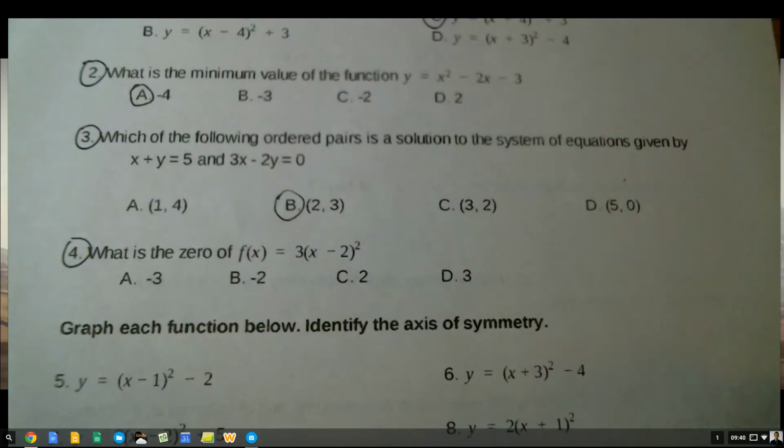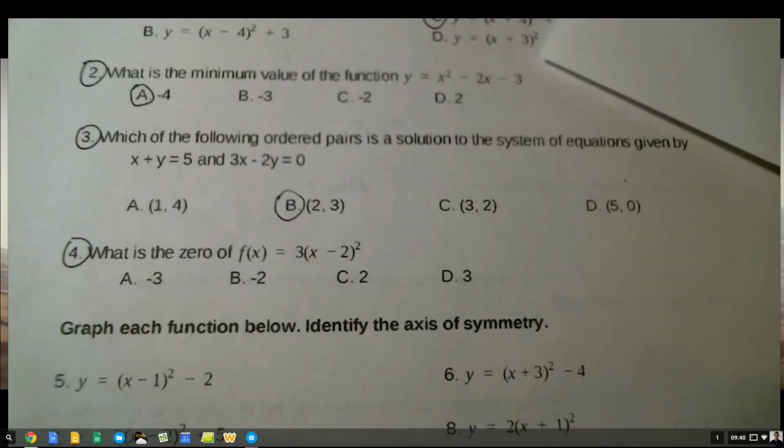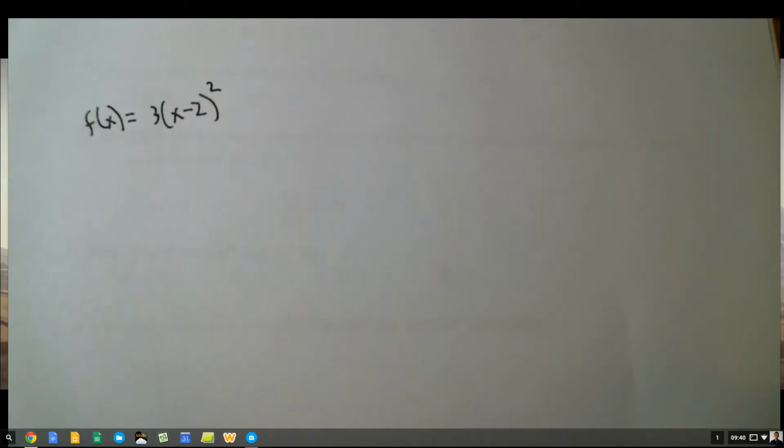Well, so let's write that out. f of x equals 3 times (x minus 2) squared. Now, remember we talked in class, the 0 of the function basically means there are 2 ways to interpret it. If you plug in 0 for the f of x value, or the y value, what will x be? So if you plug in 0 into here, what will x be?